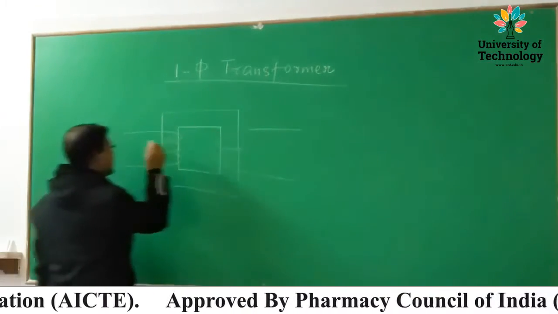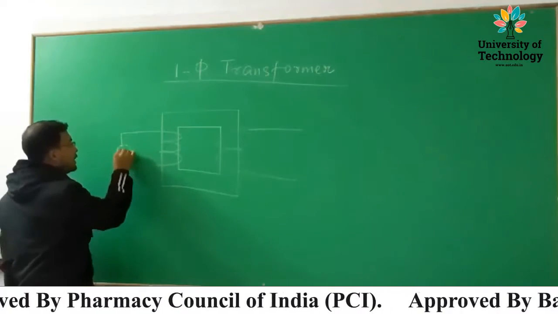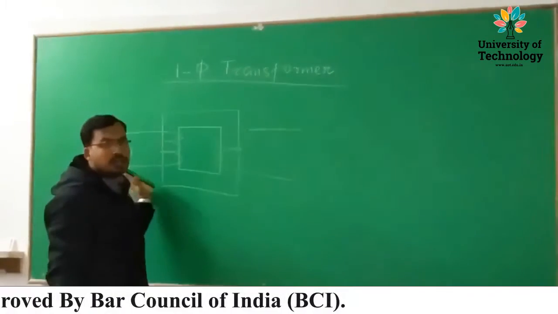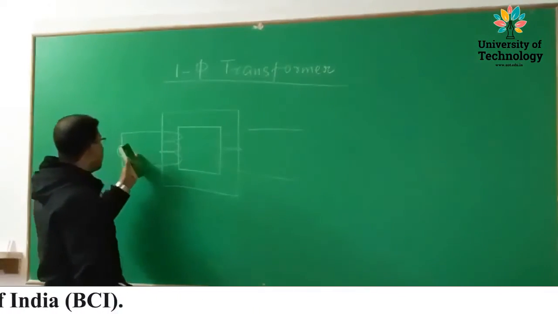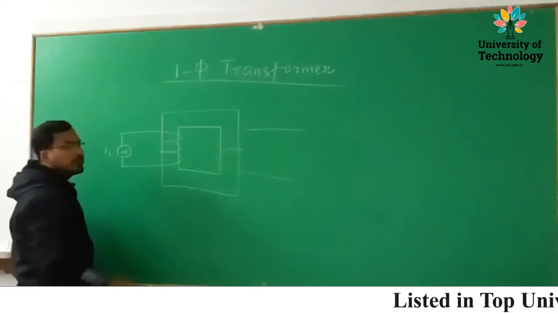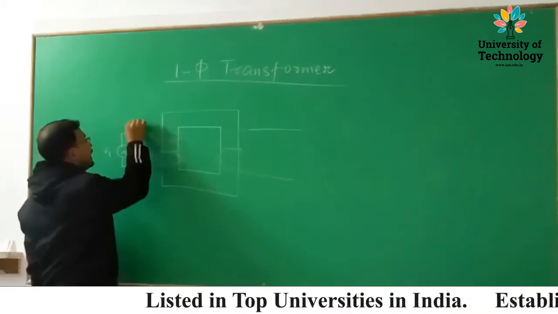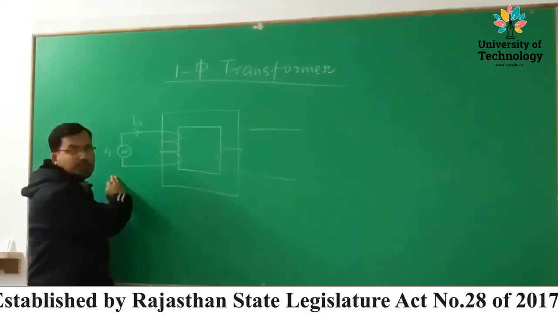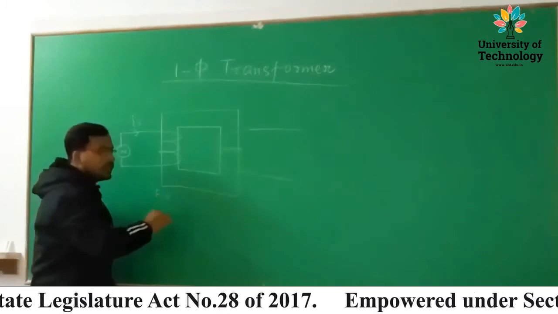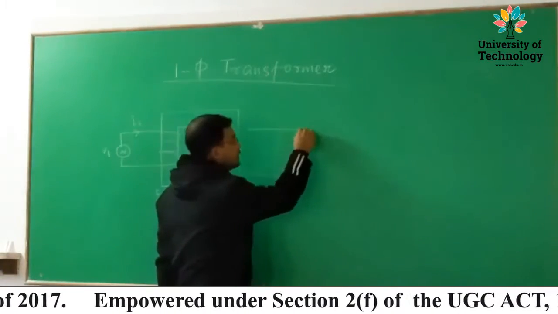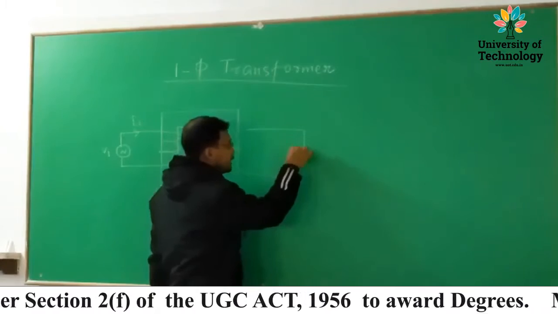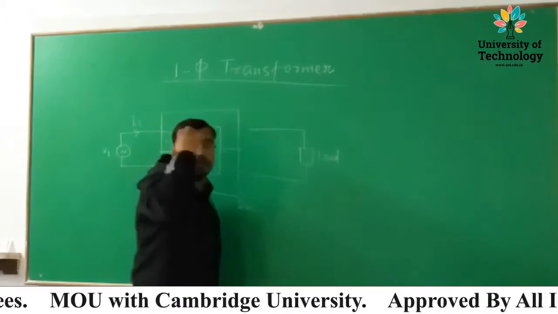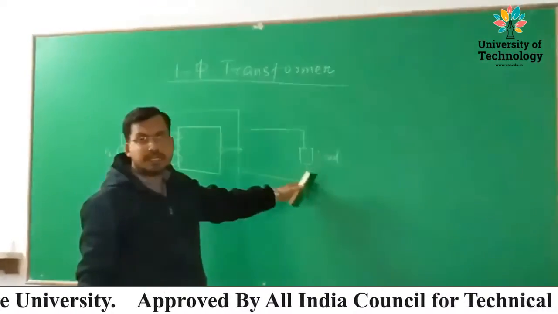The winding which is connected to the supply side, here we are giving a single phase AC supply, because the transformer operates only on an AC system, not on DC. Now in AC, once we give the supply V1, it draws a current of I1 in the primary winding. The winding which is connected to the supply side is known as the primary winding, and the winding which is connected to the load side is known as the secondary winding. This is the load. Now what is a load? Load is a device which consumes electrical energy.